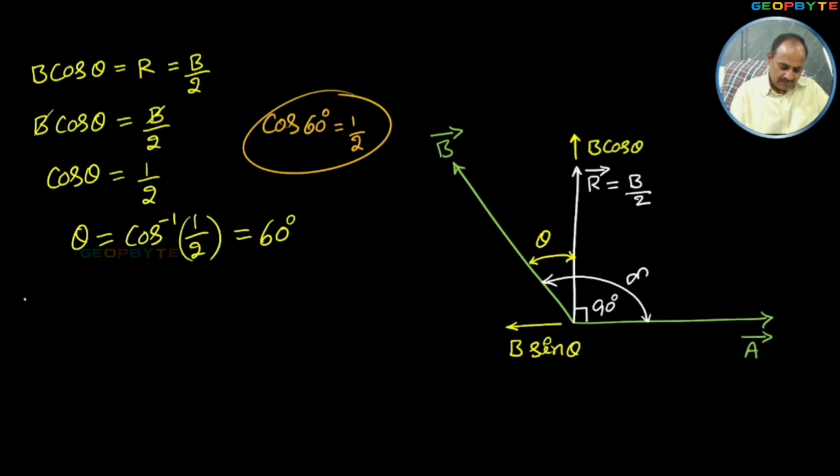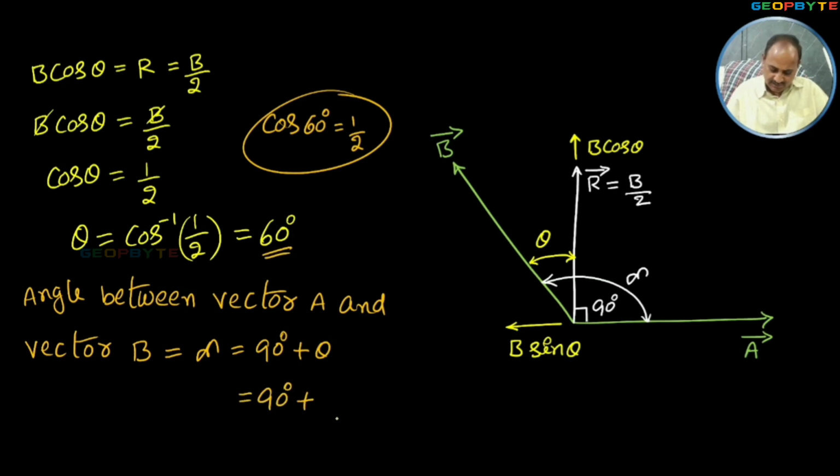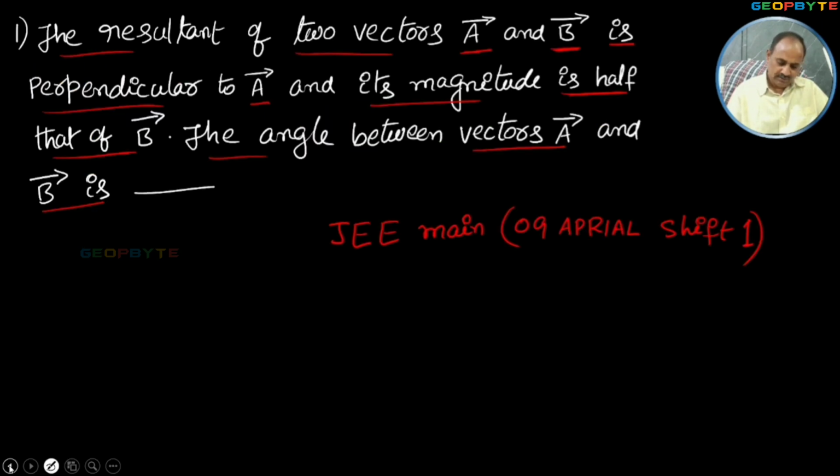Then the angle between the two vectors, vector A and vector B, is alpha, that is equal to 90 degrees plus theta, 90 degrees plus 60 degrees. It is equal to 150 degrees. So this is the angle between the two vectors. So the angle between the two vectors is 150 degrees.